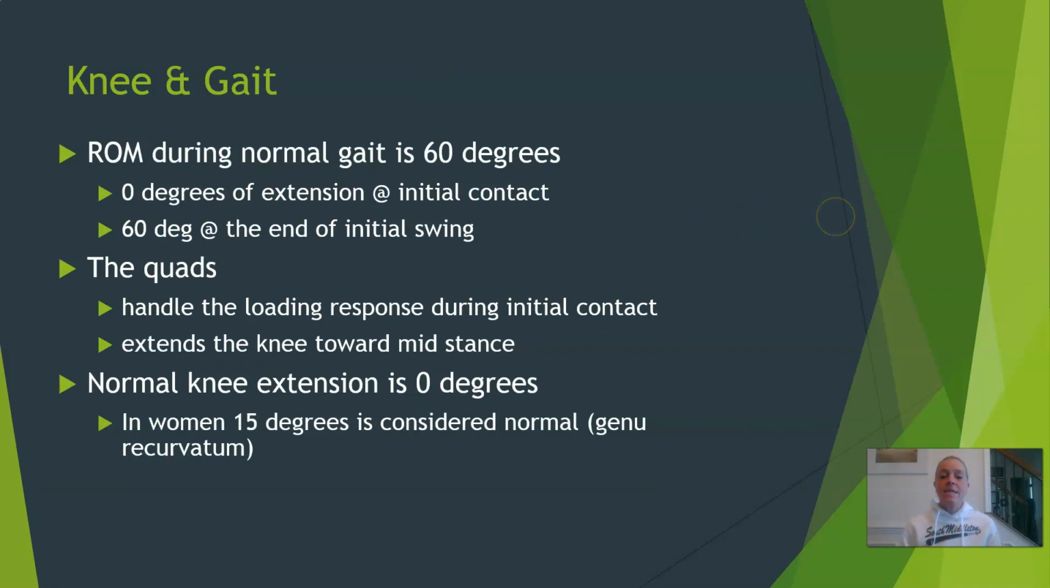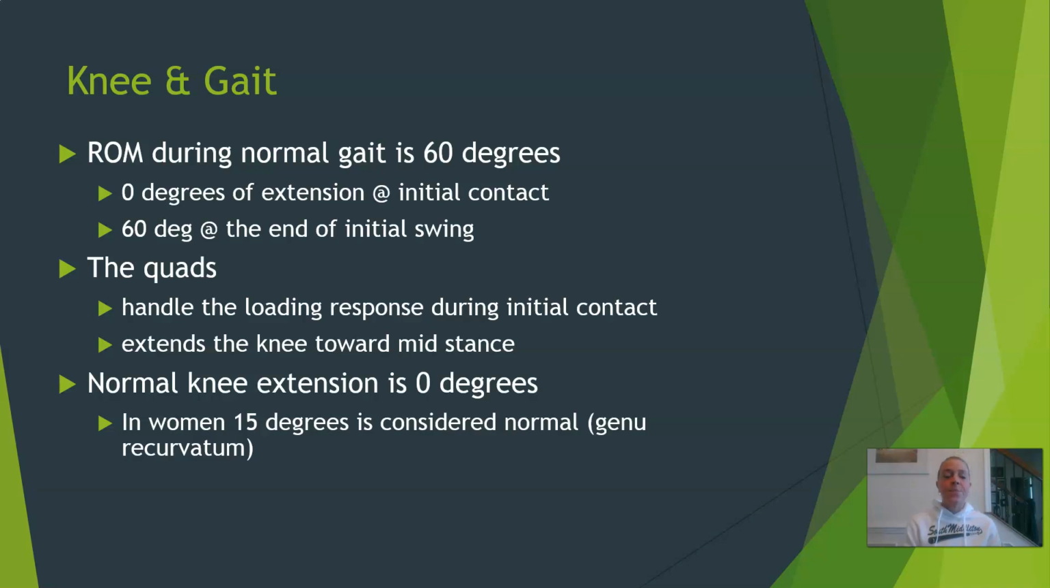So we need at least 60 degrees of knee flexion for normal gait for ambulation. We want 0 degrees at initial contact. And remember, we want 0 degrees at the knee so that the knee can be locked and stable as we start to accept weight onto that leg. And then we need about 60 degrees during swing in order to clear the toes so they don't drag on the ground.